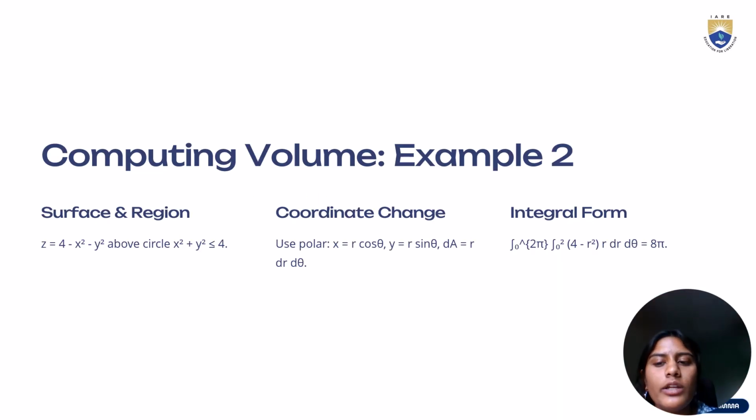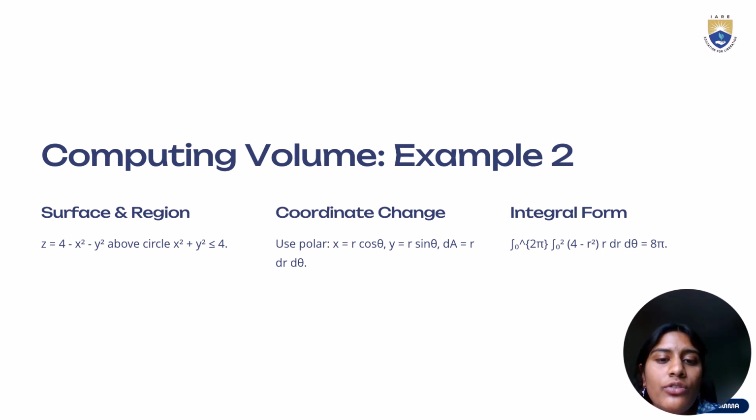Computing volume example 2. Here's another example, but this time the region is a circle. So x squared plus y squared is less than 4. What are we going to do? We're going to take z as the surface region. We're going to bring 4 to the left-hand side, which gives 4 minus x squared minus y squared.